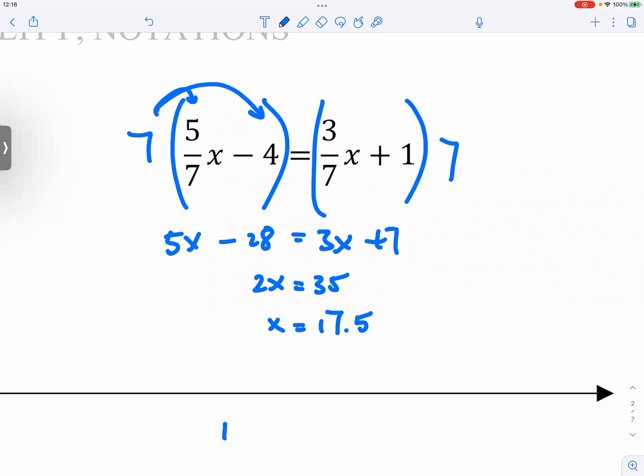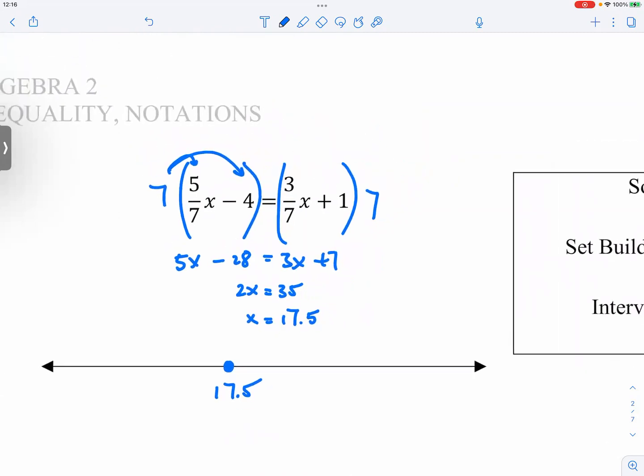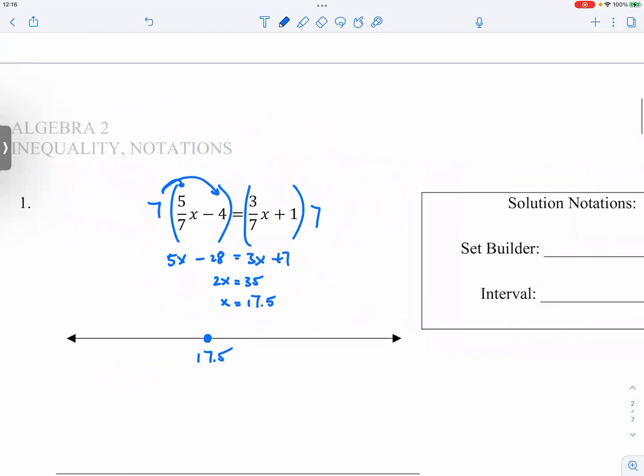So on the number line, somewhere along the number line, you just write down 17.5, and we are going to go ahead and use a closed circle. Open circle means we're not including it. So we are including this 17.5. So, that's it. Okay, so that's the number line representation of the solution here. Again, solution means what? A value that makes a statement true. Okay, so 17.5 is the only value that we have here which would make this statement true.